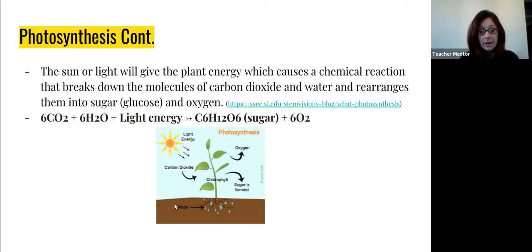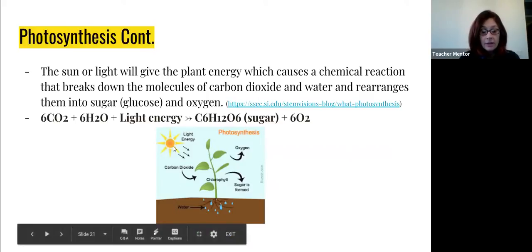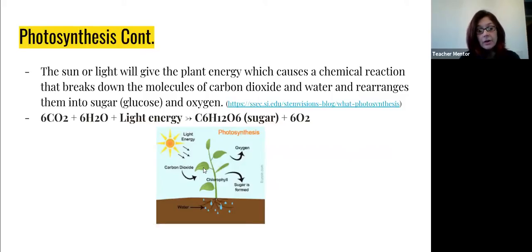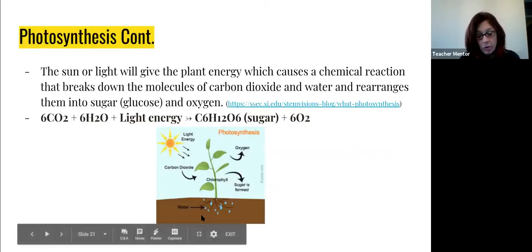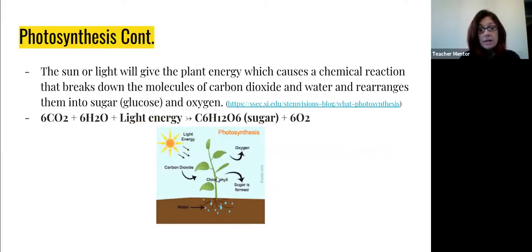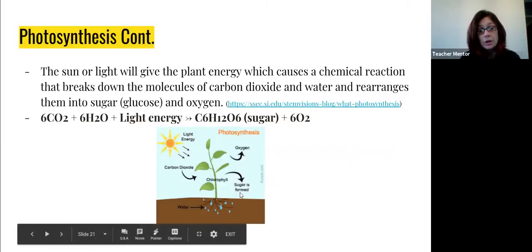So here we have a diagram. Again, we have the light energy, we have the carbon dioxide entering the plant through those tiny holes called the stomata. We have water being absorbed up through the roots. And then, again, the light energy is going to give the plant the energy it needs to create a chemical reaction. And the chemical reaction is going to form sugar as well as oxygen.